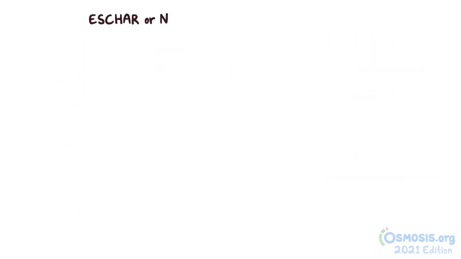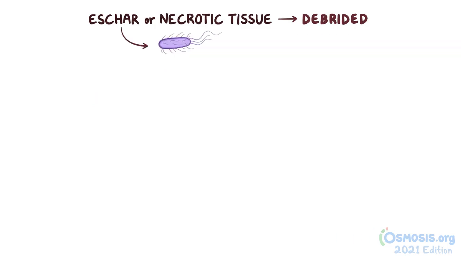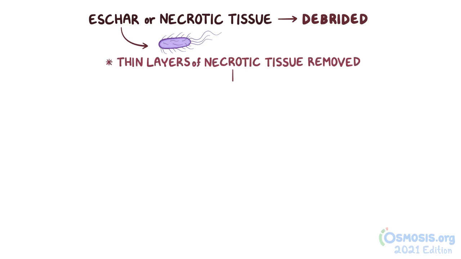Okay, so any eschar or necrotic tissue should be debrided, because dead tissue serves as a habitable environment for bacteria. Debridement is done in a tangential method, meaning that thin layers of the necrotic tissue should be removed until there's uniform capillary bleeding throughout the wound. This indicates that you've reached viable tissue.